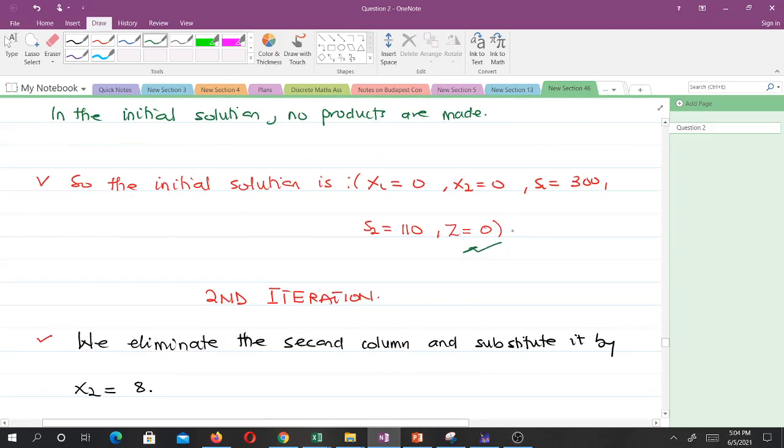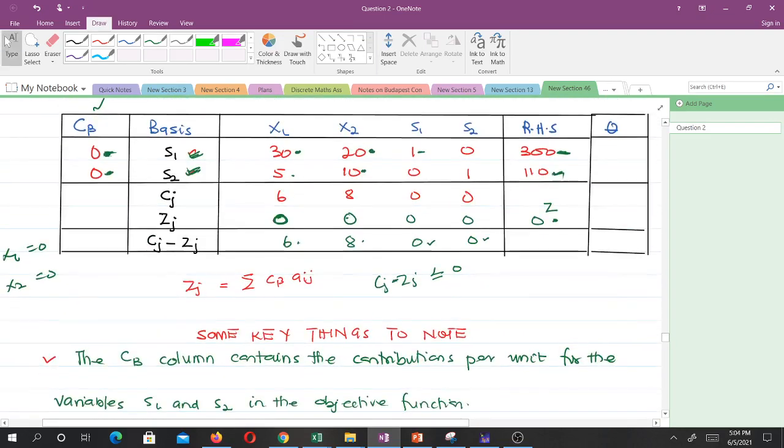So I said that the stopping criteria is that CJ minus ZJ should all be less than or equal to 0. But here we have 8 here, and we also have 6 here. That means that we have to do some more iterations. So in doing some more iterations, because it's a maximization problem, we are going to choose the value which is the highest here, okay? And you can see here it is 8.